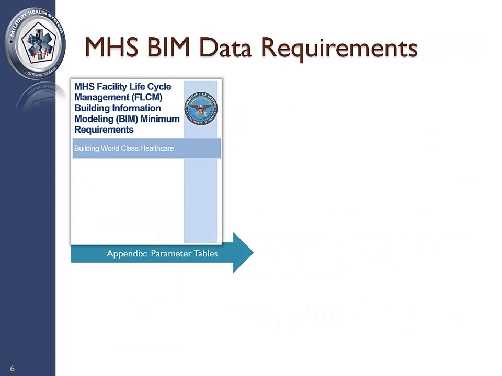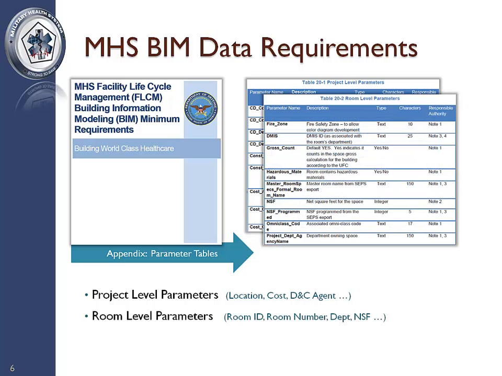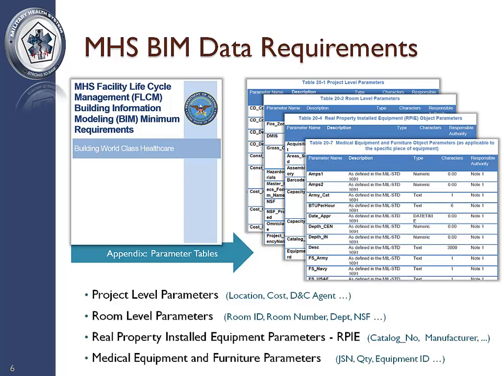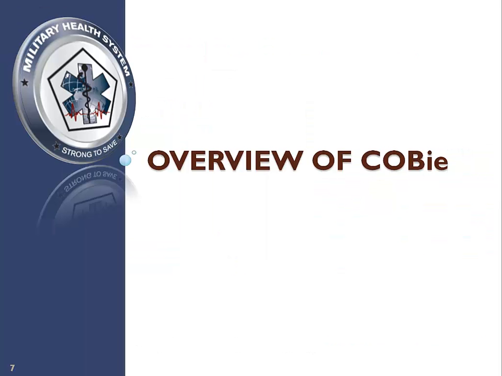The mandatory data fields required in a BIM are detailed in the appendices of the MHS BIM Minimum Requirements document. These data requirements include parameters for the project-level data, room-level data, real property installed equipment, or RPIE component data, and medical equipment and furniture component data. The real property installed equipment and medical equipment and furniture objects are required to be managed in the COBie format. In the next few slides, let's briefly review the COBie framework and specific application for MHS projects.